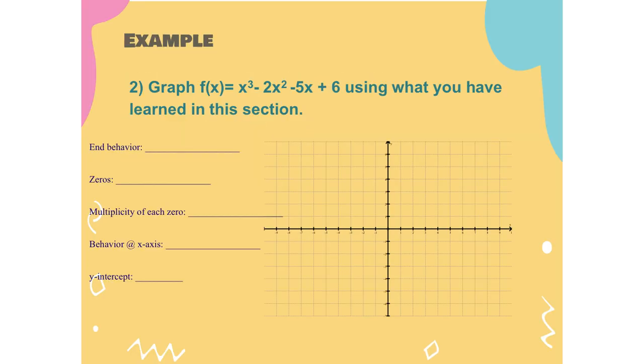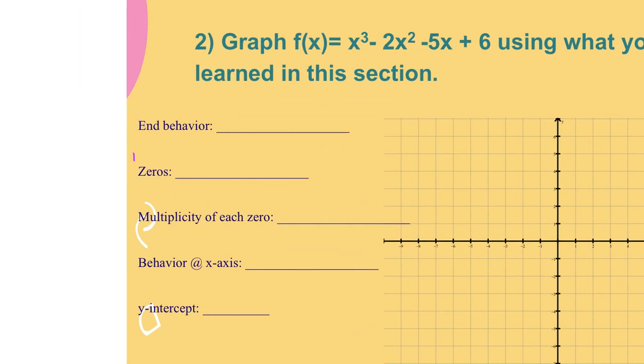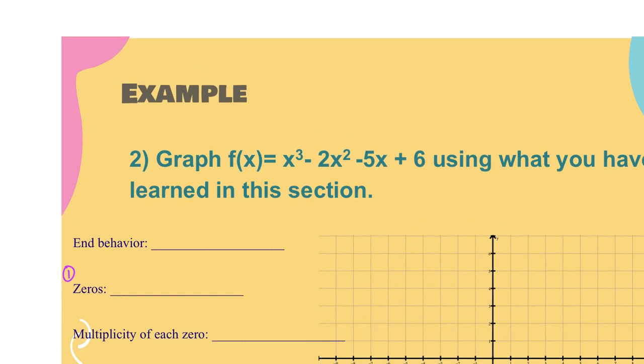So that's what we're doing. Let's go ahead and go to the example. First thing I would do is find my zeros. We did that in 3.4. That is, to me, going to be the easiest thing, and then it kind of gives me the answers for everything else. So I'm going to go ahead and find my zeros. I'm going to put number 1 right here, up top. How do I find my zeros?